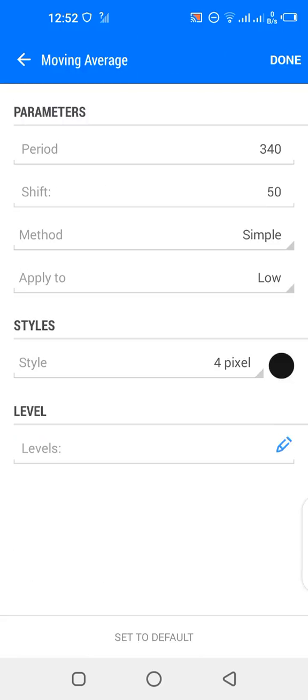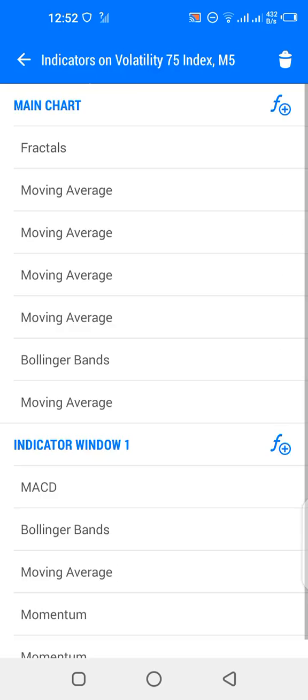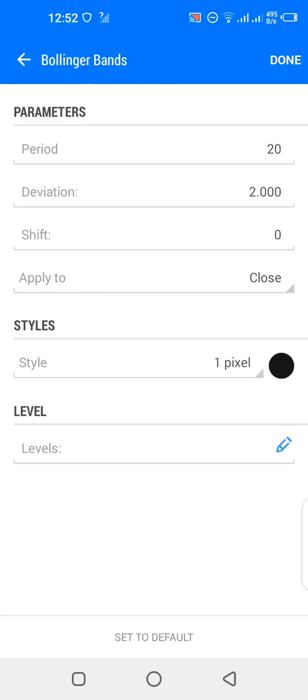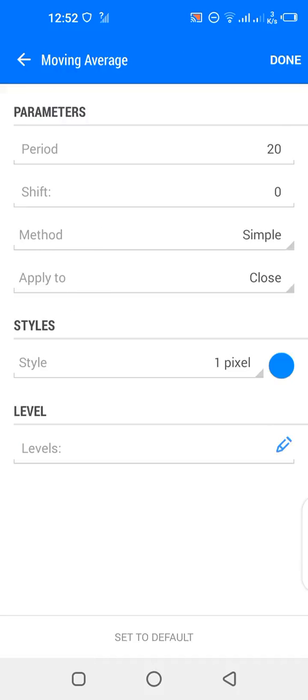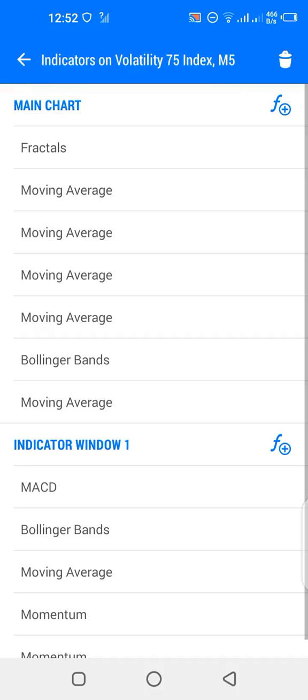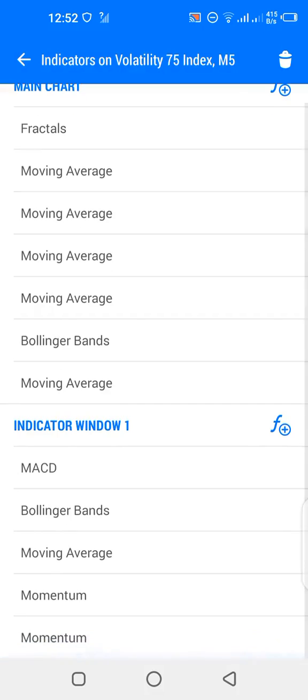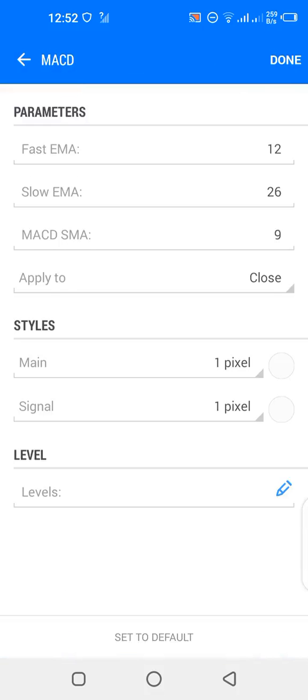Also have 340 period simple moving average. Shift is still 50, but this time apply to low and the color is black. And we have Bollinger Bands. Period is 20. Deviation is 2.00. Apply to close and the color is black. And then we have 20 period simple moving average. Apply to close, color is blue. That's for the main chart. Now for indicator window 1, we have MACD. Fast EMA is 12. Slow EMA is 26. MACD SMA is 9.